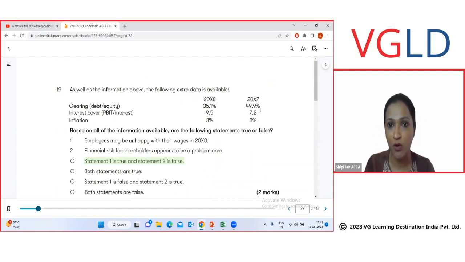Financial risk for shareholders appears to be a problem area. The gearing has decreased, so the financial risk has definitely decreased. So that is not a true statement. So I will definitely go in for option number 1. We have the fact that statement number 1 is true and 2 is false. Is that okay with everyone?